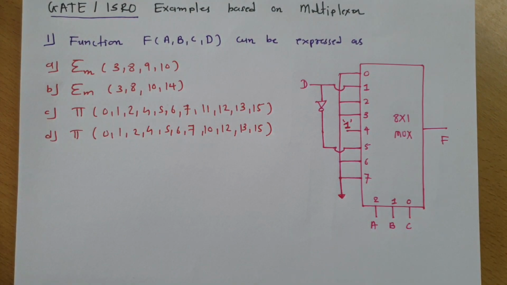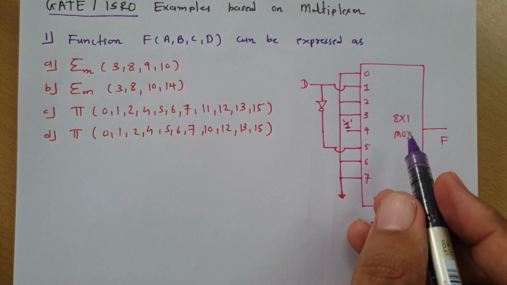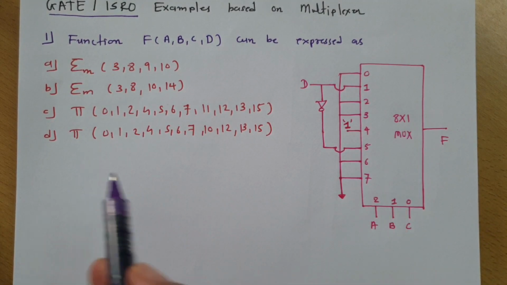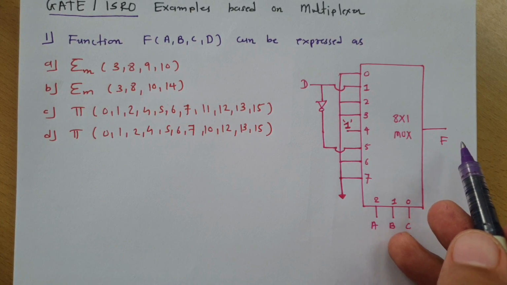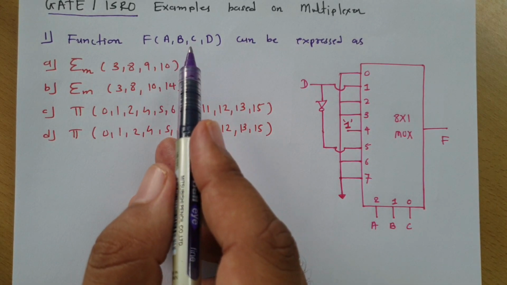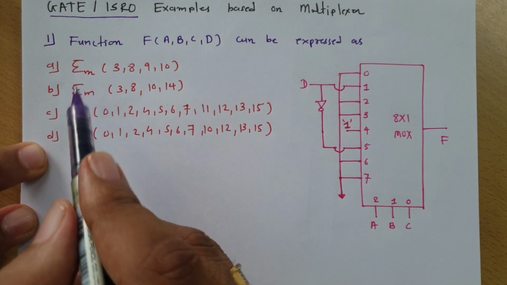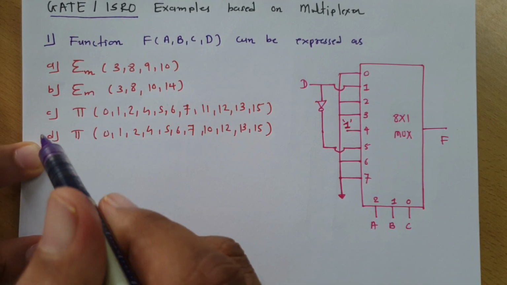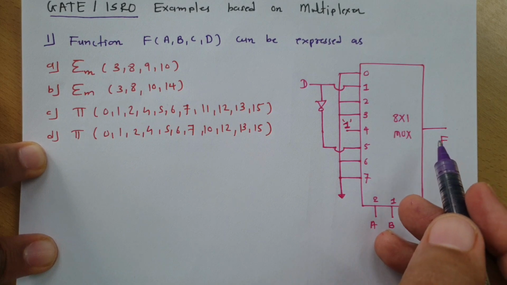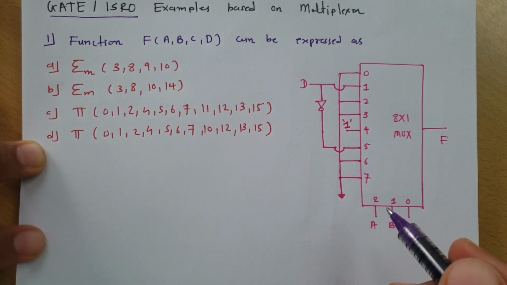so you see in this question, we have an 8 cross 1 multiplexer and our function is of A, B, C, D, 4 variables, and we are dealing with expressing that in terms of min term or max term. So here our agenda is to identify first what our function f is.